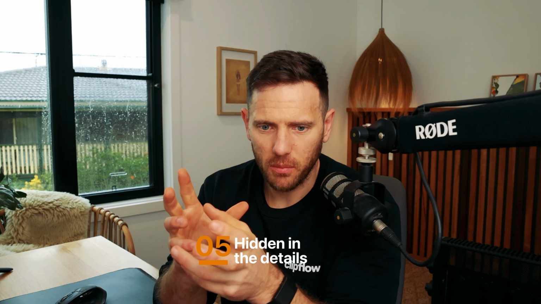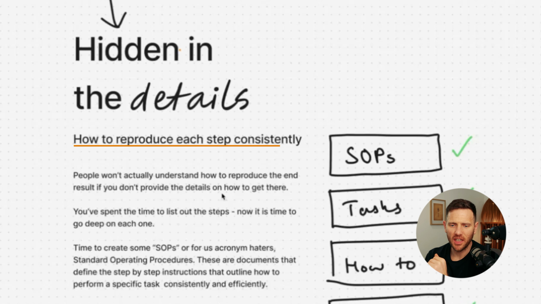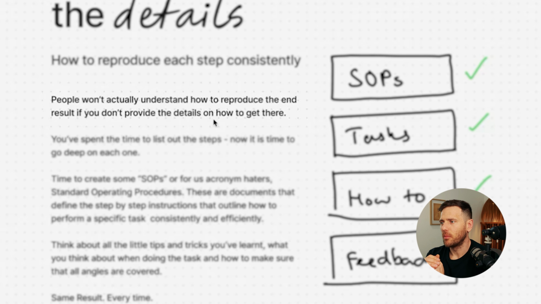So once we've documented what we want to do, we actually want to figure out how do we do those steps. This is what I kind of touched on just then. But how do we reproduce each step consistently so that every time we do the step, the same result comes out on the other side, right? So people won't actually understand how to reproduce the end result if you don't provide the details on how to get there. And obviously the higher level they are, the more capable they are. But we want to be able to have this for anyone.